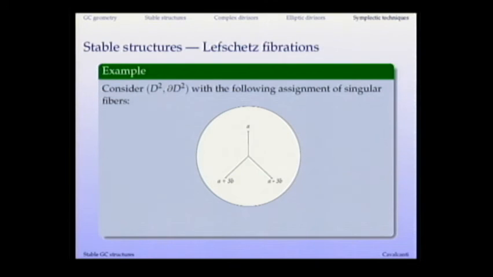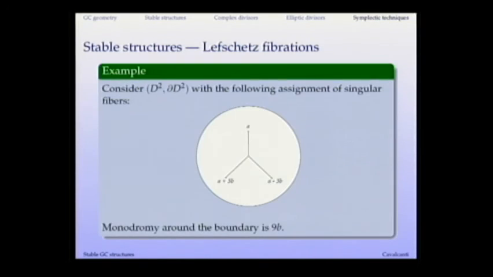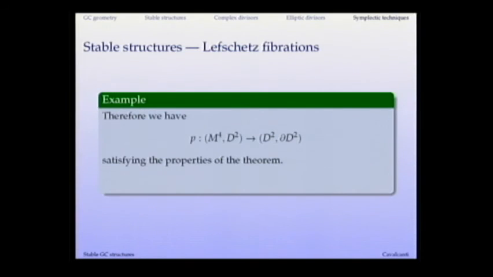So the idea here is that you get these 3 things here. For this particular combination, in which I have A plus 3B, A minus 3B, and A, where A and B are generators of the homology of the torus, the monodromy around the boundary is 9 times B. So it's precisely one of these things that I can use to produce stable structures. The monodromy is 9 times B. So the result is that whatever this picture is giving you is a stable generalized complex manifold. Fact.